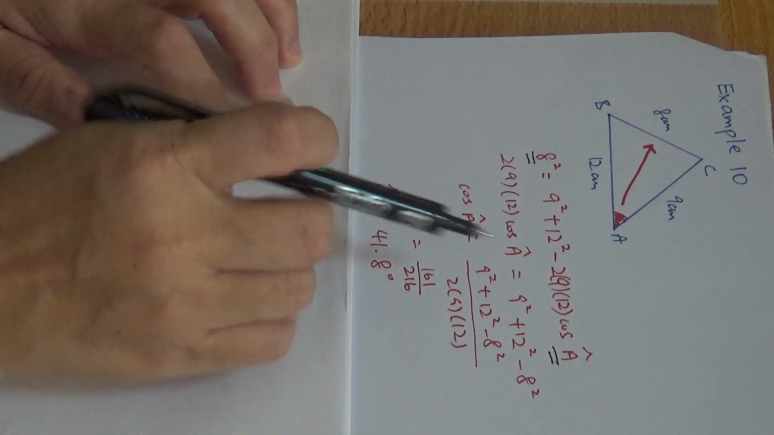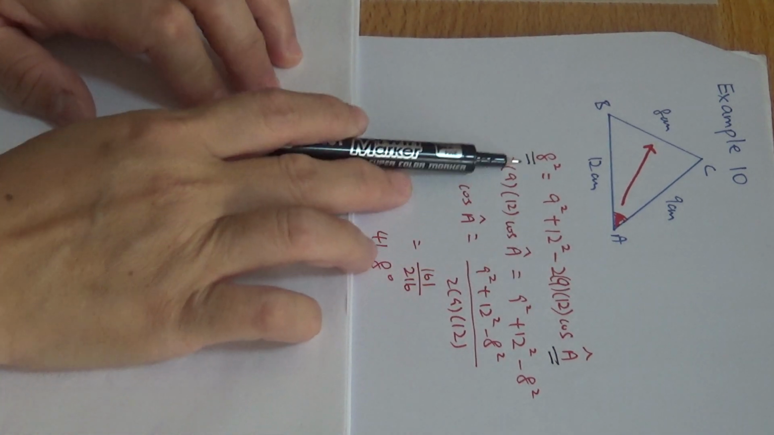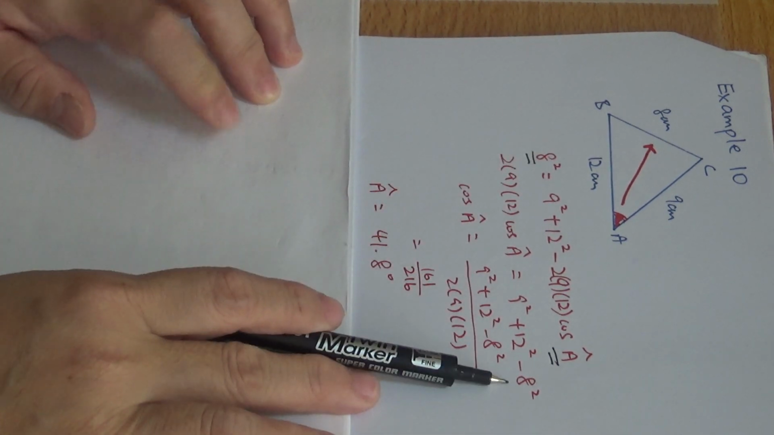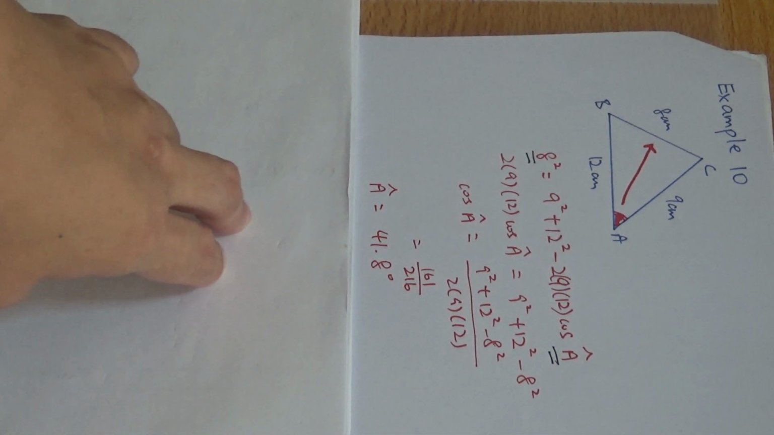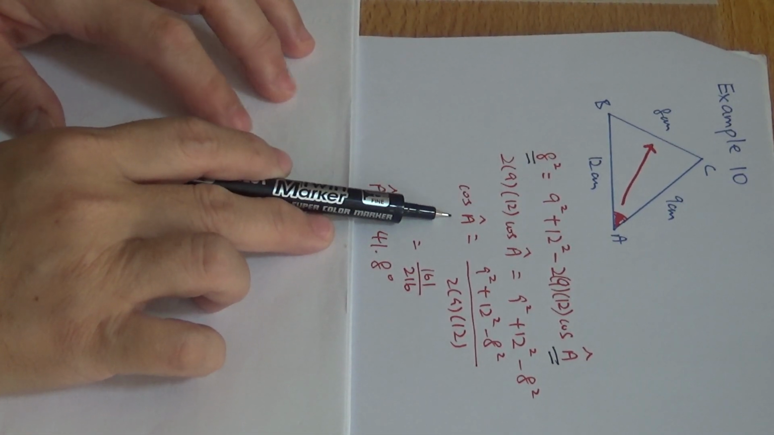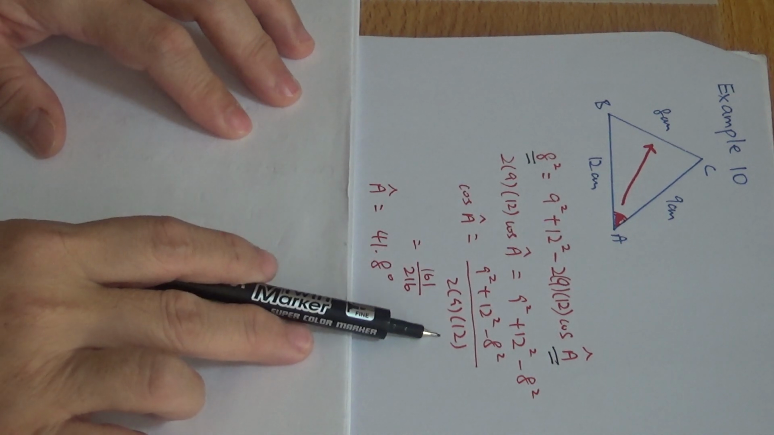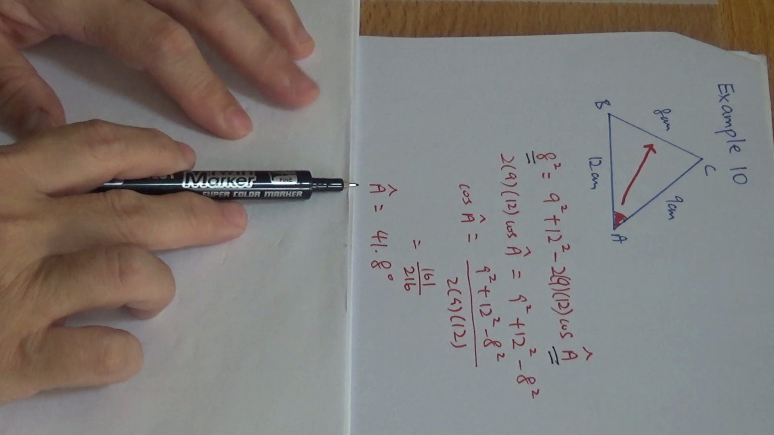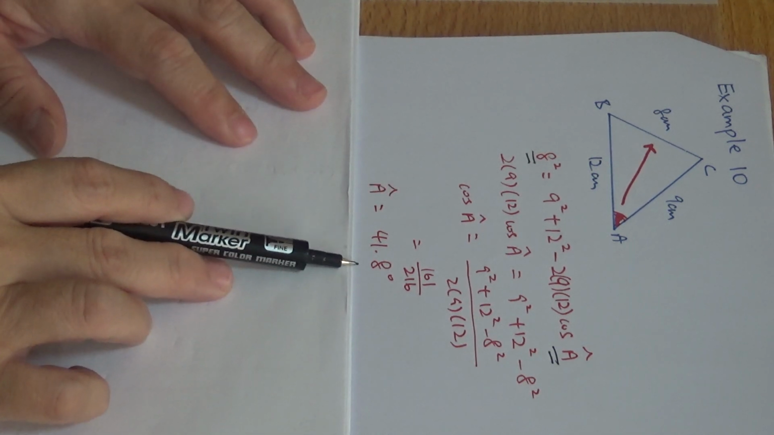First, this is negative, you bring it over here, it becomes positive. This one stays here, you bring the 8 squared over, it becomes negative. Then you leave the cosine A, you bring this one over, it becomes divide, and you will get this answer. So you key in the inverse cosine, you will get 41.8.